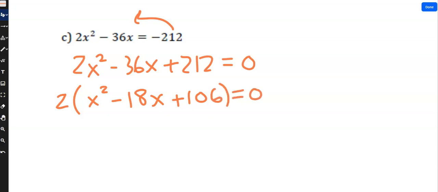That's what I'm going to do. And then my A value is a 1, my B value is a negative 18, and my C value is a 106. So now I can do my B squared.